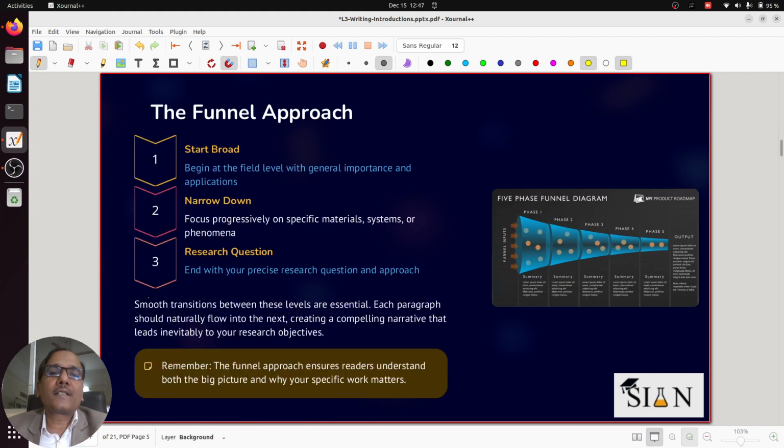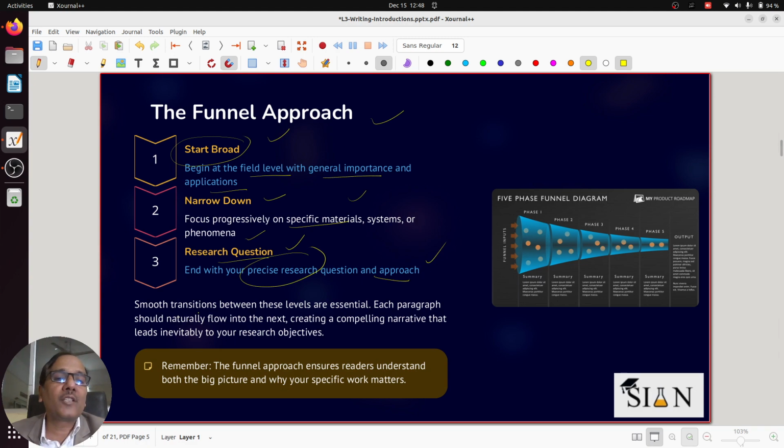Now, as I also mentioned previously, while writing the research article we have to use a funnel approach. This is known as the funnel approach in introduction writing. We start with a broad context: begin at the field level with general importance and applications. Then we narrow down the context, focusing progressively on specific materials, systems, or phenomena. And we end with the research questions: your precise research questions and approach.